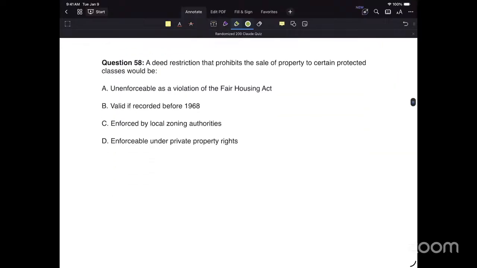Number 58. A deed restriction that prohibits the sale of property to certain protected classes would be: A, unenforceable as a violation of the Fair Housing Act, B, valid if recorded before 1968, C, enforced by local zoning authorities, or D, enforceable under private property rights?